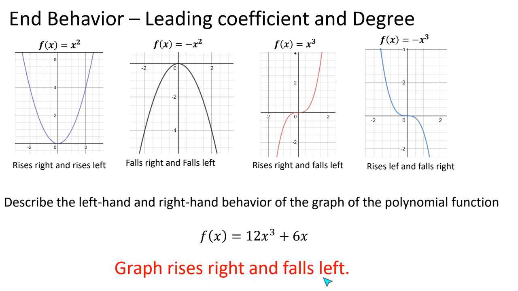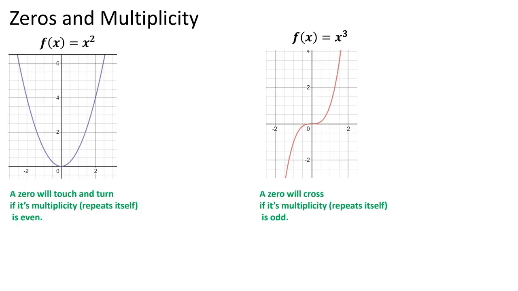And then again, for the zeros and the multiplicity, if your zero is repeated an even number of times, then it's going to touch and turn. Here, my zero is repeated 3 times, which is an odd number. So it repeats an odd number of times, it's going to cross, and it's just going to cross through the x-axis.